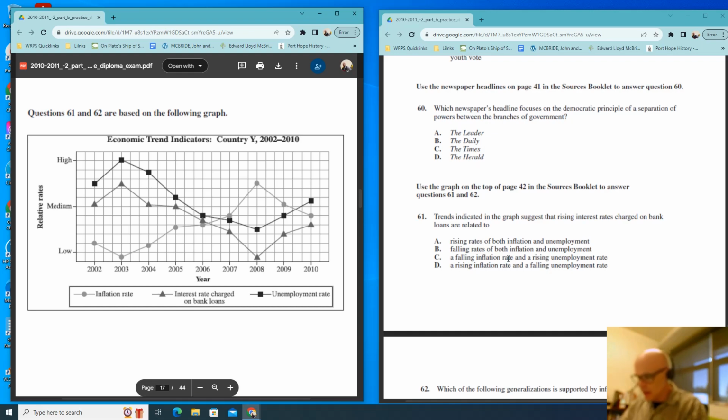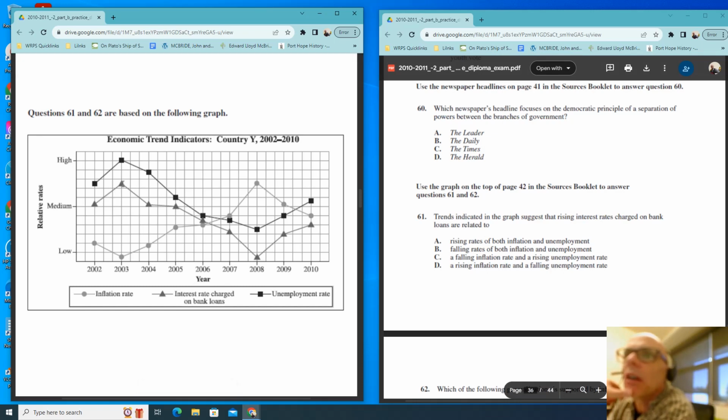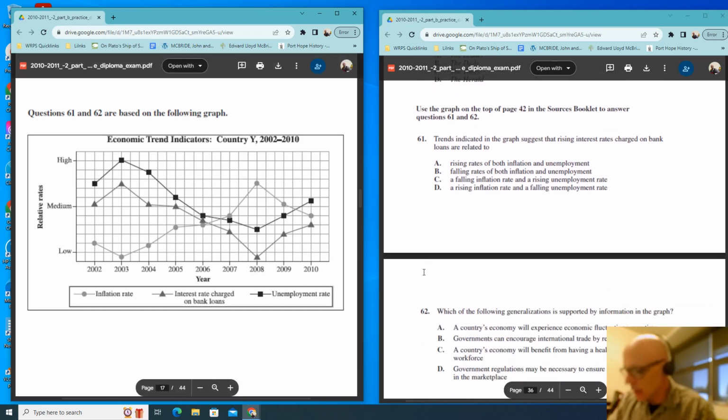So if you take the time to look at the chart and see the correlation, you should be able to see it. I just want to make sure. A raising inflation rate and a falling unemployment rate. Trends that rising interest rates. Interest rates go up here. Unemployment goes up. Interest rates go up here. Unemployment goes up. While unemployment goes up, inflation goes down. Yeah. So I think I have the answer there as C.